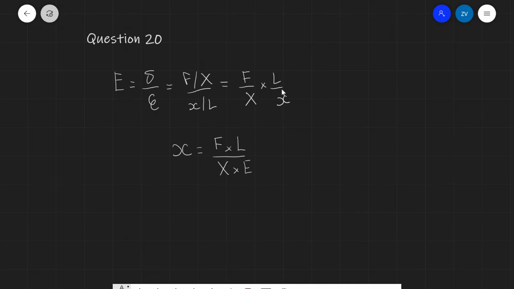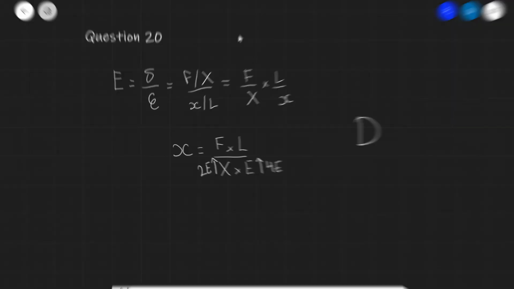Just rearranging for x, we get that x is equal to F times L divided by A times E. Now, out of those combinations, D is going to give us a minimum extension x, because E has been increased 4 times. The area has been increased twice, and the length has remained the same. So out of all of those combinations, and with the laws of proportionality, this is the best option.